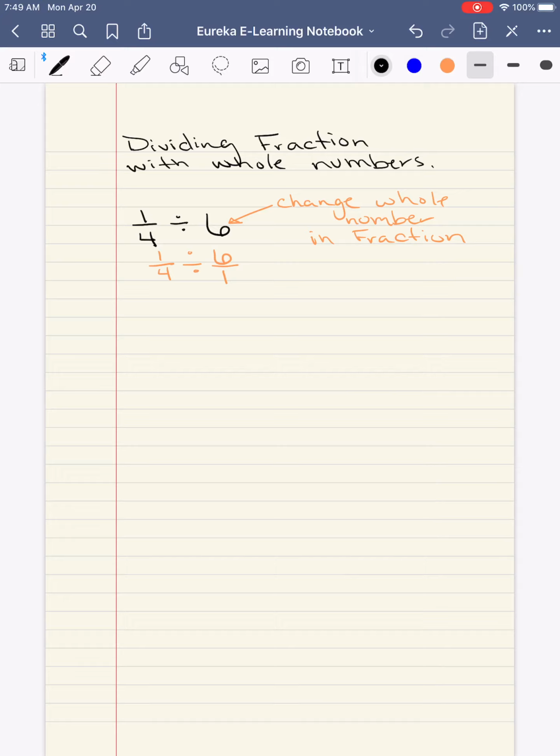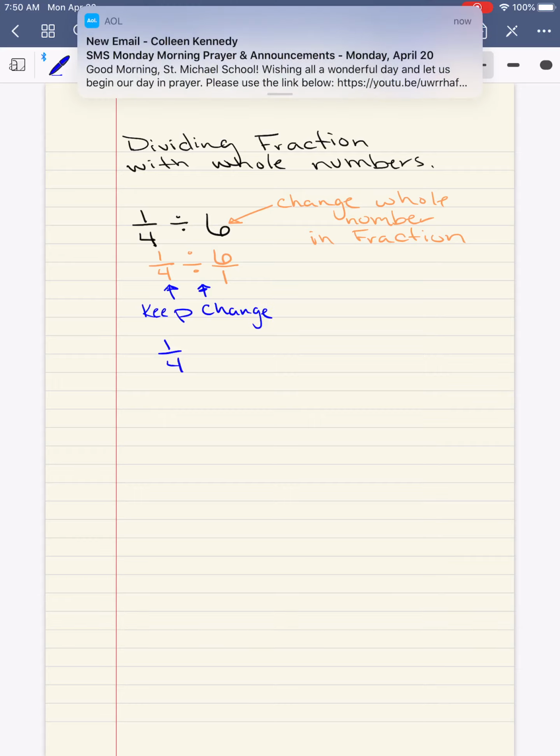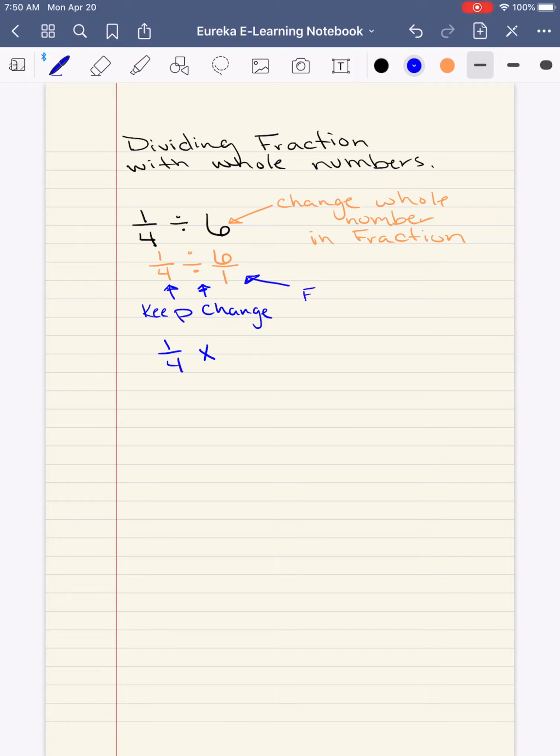Once I have the problem here, there is a formula to it. You're going to keep the first number. Let's do that with different colors so you can remember how to do this. We're going to keep this first number the same, so it would still be 1 over 4. I'm going to change my division sign into a multiplication sign, and I'm going to flip my second number, where my numerator turns into my denominator and my denominator turns into my numerator. Remember, we've talked about this. Keep, change, flip. Make sure that you're going over these steps in your head.